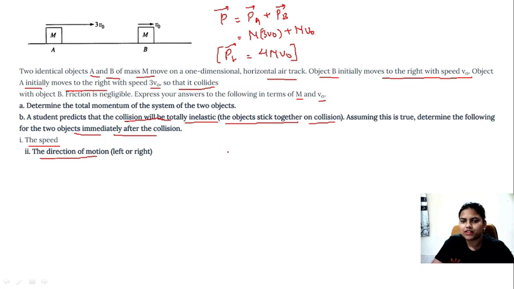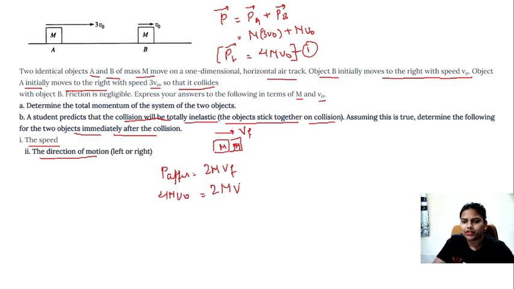So when they stick together after the collision, this is m and this is m, it would move with the common velocity Vf. So I can write momentum after the collision is equal to 2m into Vf. So from the conservation of momentum, momentum before from equation 1, which is 4mv0, is equal to momentum after, 2m Vf. So m got cancelled, it is 2. So Vf, the final velocity, is twice of v0. And the direction, because this is the positive direction, so this is the direction of the velocity. So the direction is towards the right.